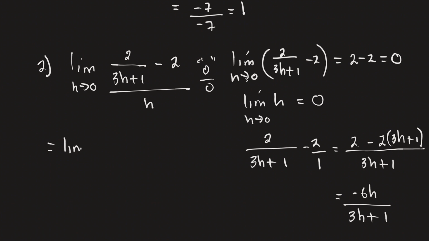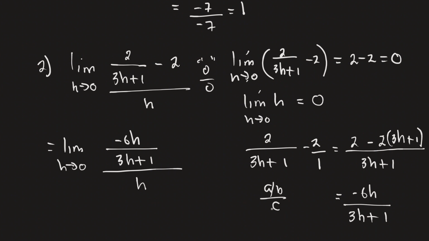So let me rewrite my limit now. So the limit as h approaches 0. So the top is -6h over 3h plus 1, but all of that is divided by h. So how does this work? Well, there are different ways. So, if you have a over b over c, that's the same as a over b c. Because you can think of it in sequence. You're dividing a by b and then by c.